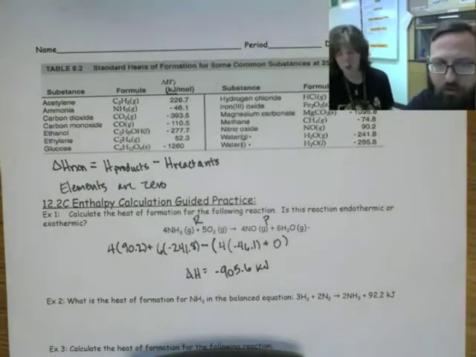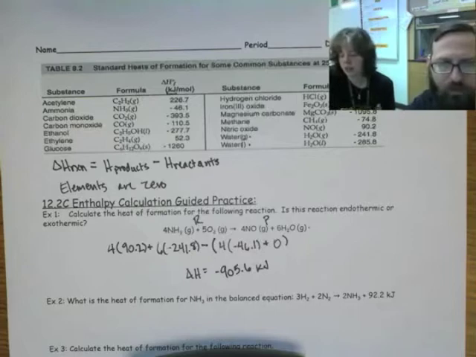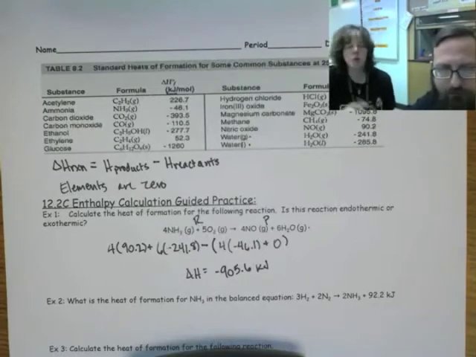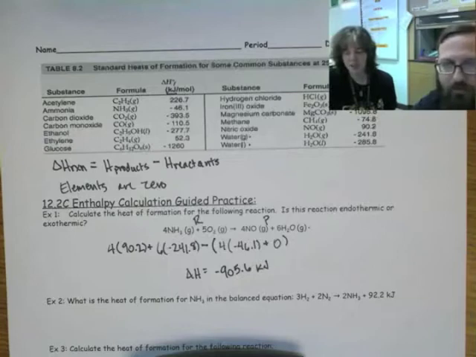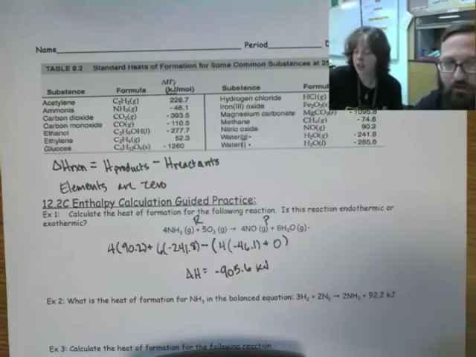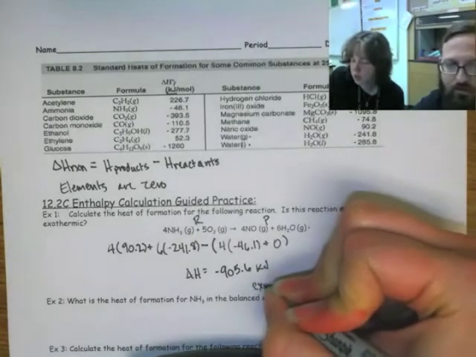Now we have to decide, is this reaction endothermic or exothermic? So are we giving off energy or are we taking in energy? How do we tell that? So think about your bank account. If you take in money, you've got a positive amount, and if you give out money, it's negative. So are we taking in or giving out? Giving out. So because we have negative, that means our reaction is going to be exothermic.